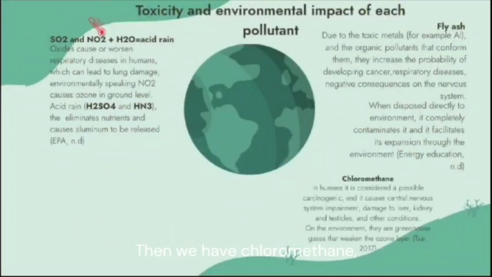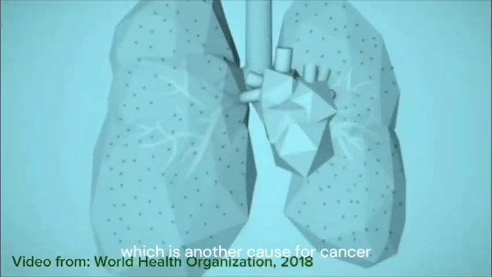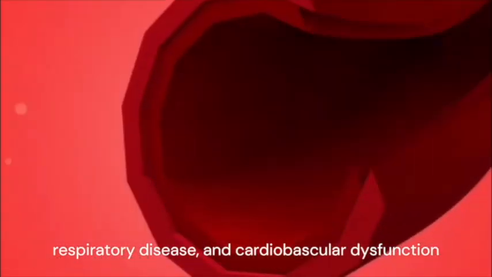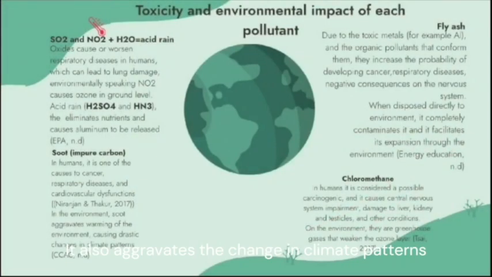Then we have chloromethane, which is also carcinogenic. It damages the central nervous system and destroys the ozone layer. Next is soot, which is another cause for cancer, respiratory disease, and cardiovascular dysfunction. It also aggravates the change in climate patterns and global warming.